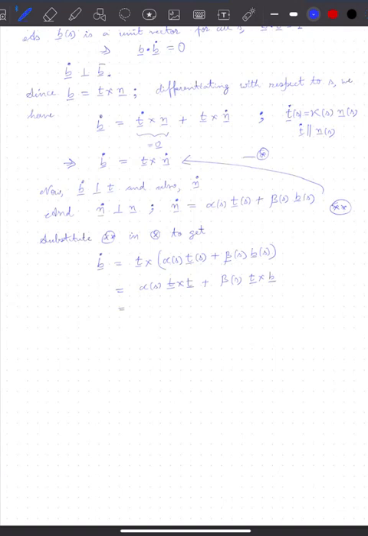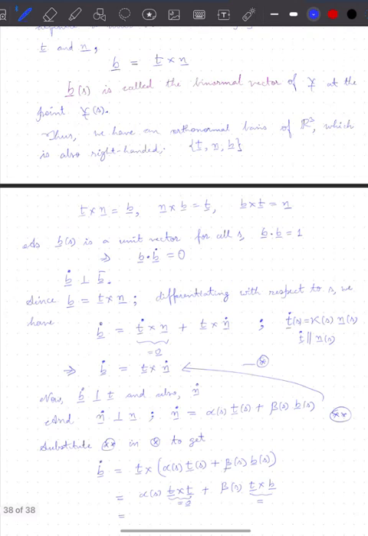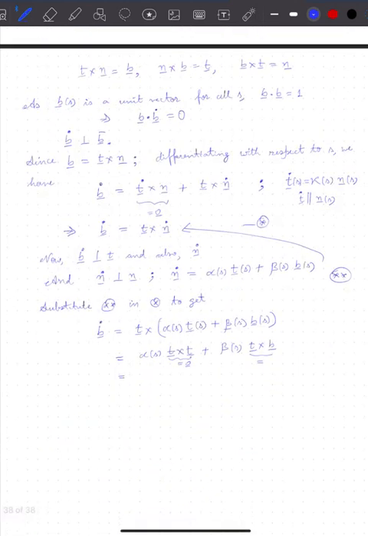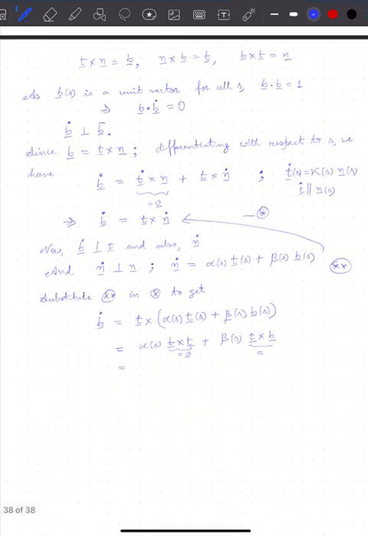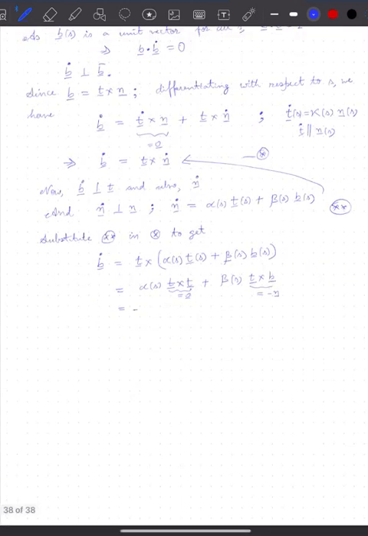So this is, of course, equal to 0 vector, T cross T. And T cross B is equal to, from the right-hand rule, it has to be minus N. So it will be minus beta of S and then N of S.